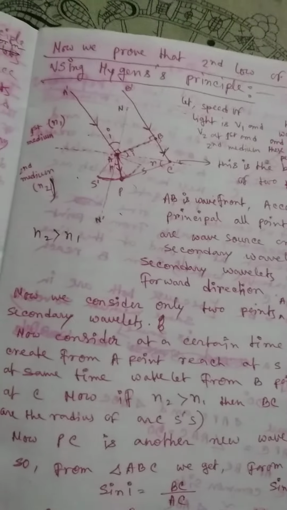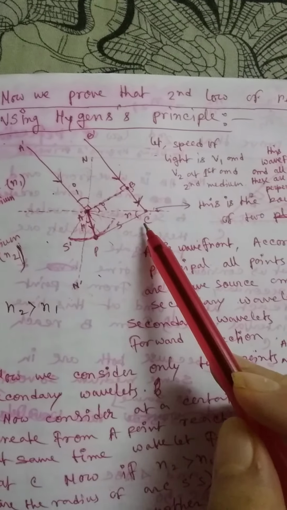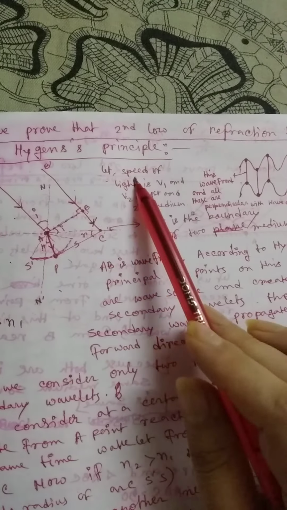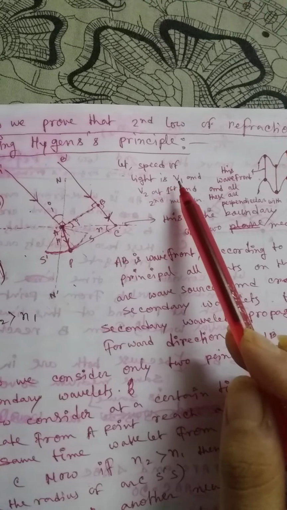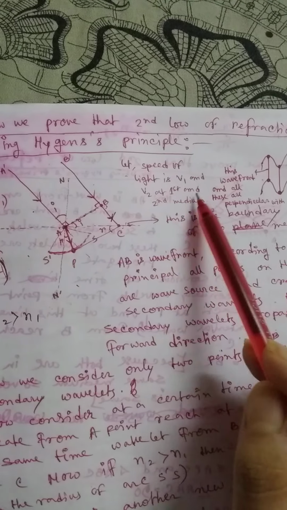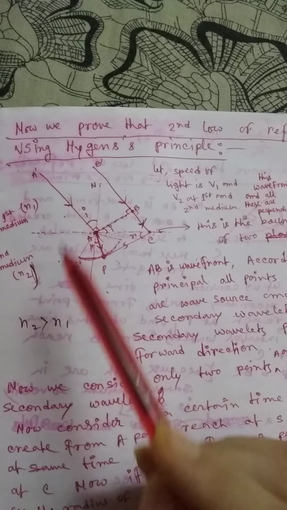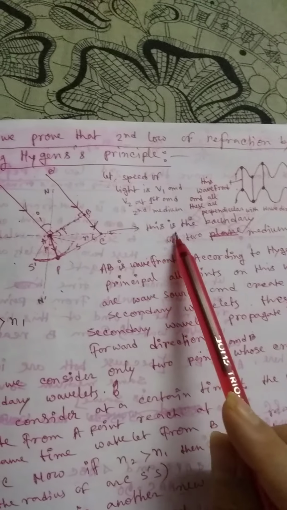Just look at here. And the wave which is formed from the B point, at that same time, that means at t time, reaches the C point. So let's look at here. Here we assume that the speed of light is v1 and v2 in the first and second medium. The speed of light in this first medium is v1 and the speed of light in this second medium is v2.